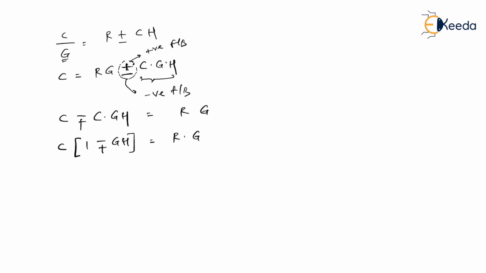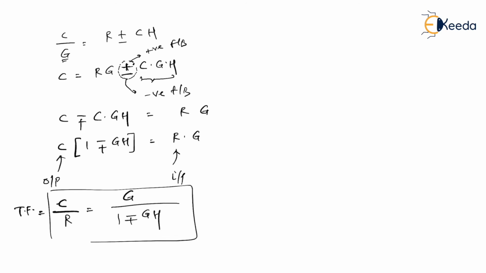See, please don't forget your aim. Your aim is to calculate the overall transfer function. And when I say overall transfer function, it is simply output upon input. Don't forget, your C is output and your R is nothing but input. So whenever you are taking this C upon R as a ratio, this is called the overall transfer function. Then this is equal to G upon 1 minus plus GH. I hope now you got the proof.